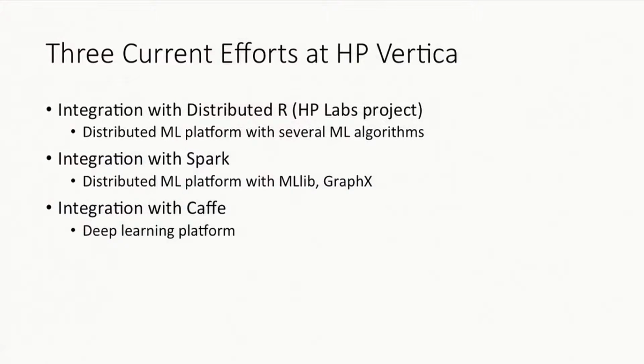Briefly, there are three current efforts right now at HP Vertica. We're integrating with Distributed R, which is an HP Labs project that's open source and available. It's a machine learning platform. We're also looking at integration with Spark, which also has machine learning and graph library algorithms, and integration with Caffe, which is a deep learning platform.